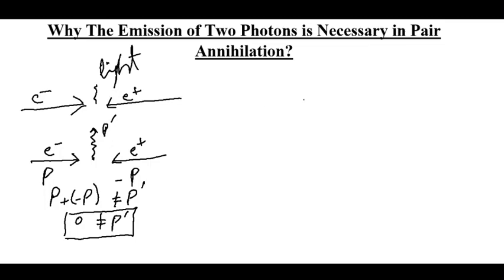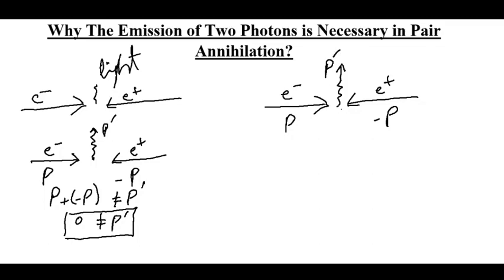Now we consider the second scenario in which an electron with again momentum p interacts with a positron with momentum opposite to the electron, and at this point two photons are produced. The momentum of this photon is p prime, and the second photon, which is moving in exactly the opposite direction, has momentum of minus p prime.